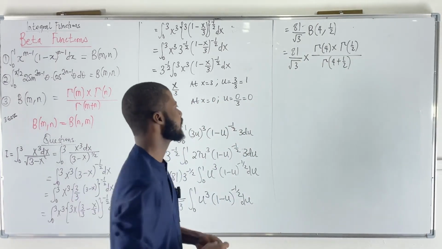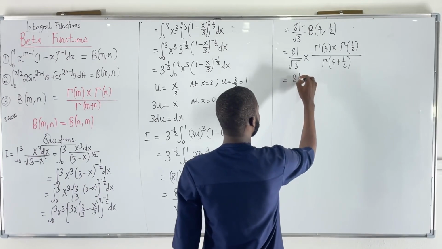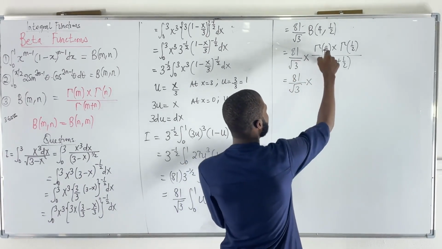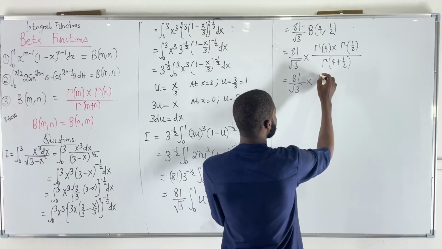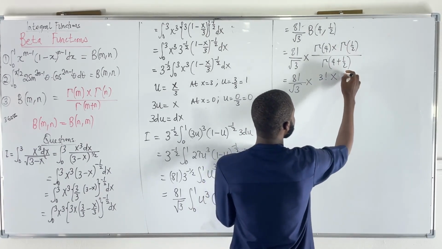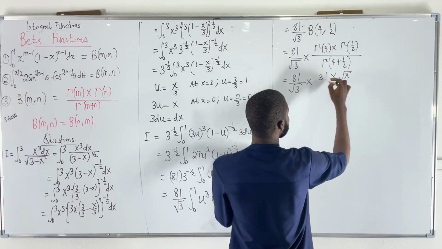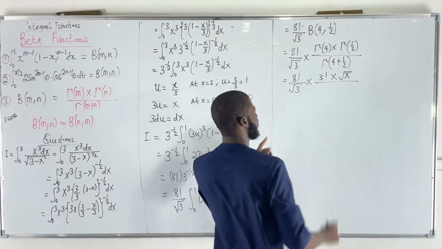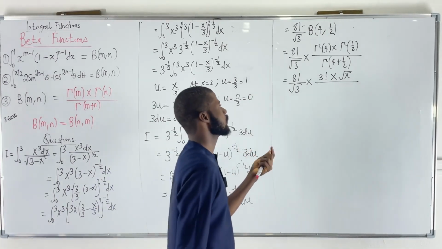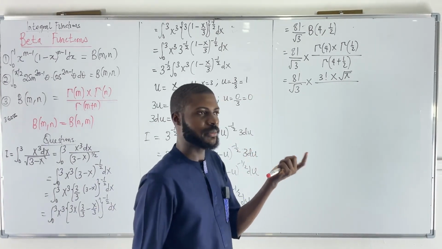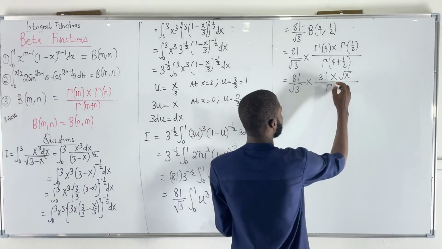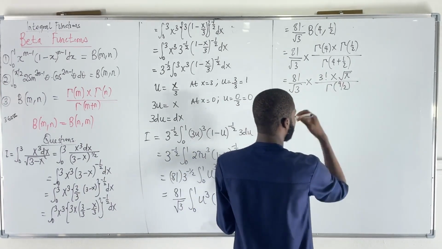Wow, that's a lot. Okay, so this will be 81 over root 3 times, now the gamma of 4 is just 3 factorial. So this is 3 factorial times the gamma of half, which is root pi. Now 4 plus half is 9 over 2. You could just do it as a normal fraction, pause the video and add it up. So that's 9 over 2, so this will be the gamma of 9 over 2.